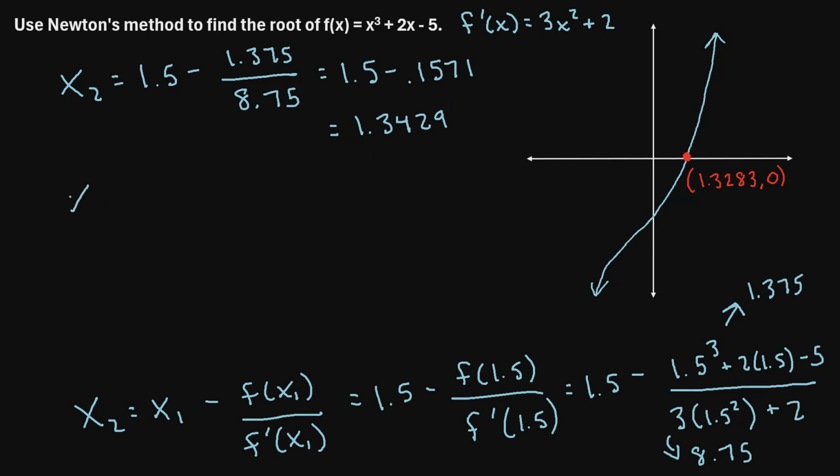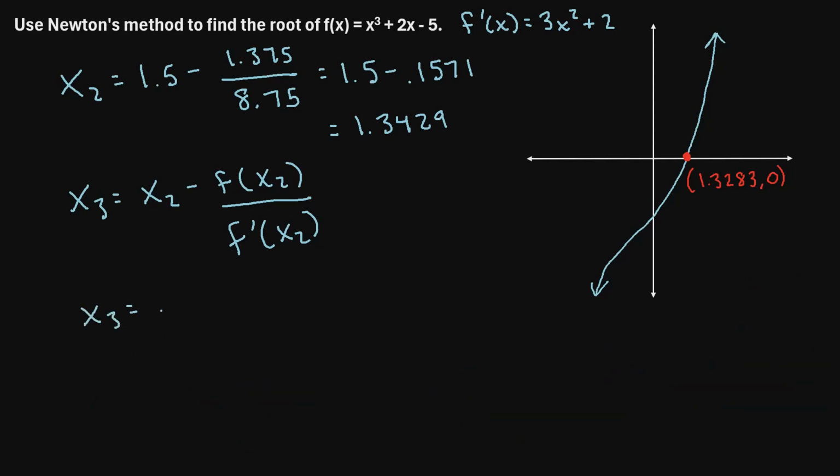Now to find x sub 3, we can use the following equation: x sub 2 minus f of x sub 2 divided by f prime of x sub 2. We're just repeating this process over and over again using these new x values. So here's what we get when we do that. I'll erase a little bit of this down here. We get x sub 3 is going to be equal to, remember for x sub 2 we're plugging in this value right here, 1.3429 minus f of 1.3429 divided by f prime of 1.3429.